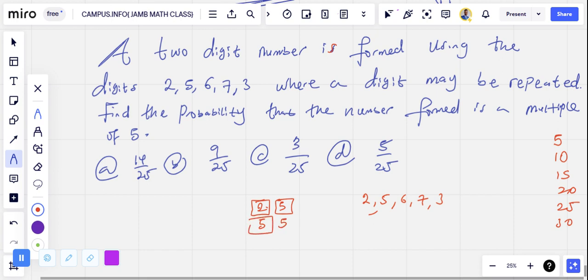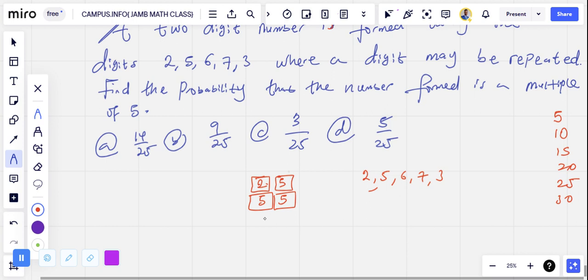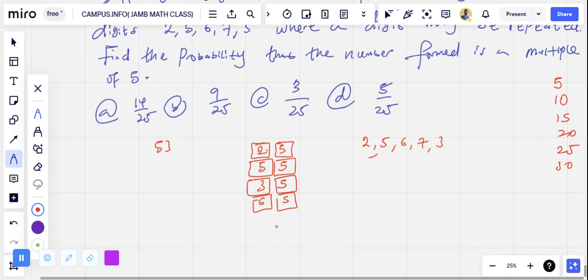Just normal thing. There's nothing like a topic for this one. It's just based on how you can think and you have to be very fast about it. Another one again: 6 and 5, and 3, no. You can use 3 and 5, but you can't use 5 and 3, because 5, 3 is not part of this list. Okay, next, guys: 6, 5. Do you agree with that? And what? 7, 5. I think that's all you can pick for this condition of being a multiple of 5.